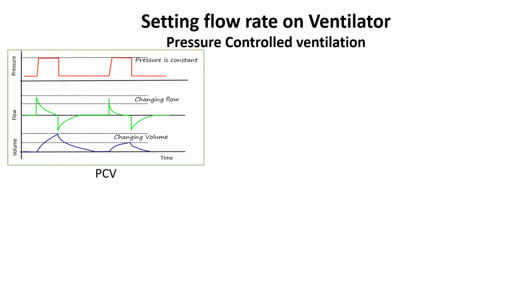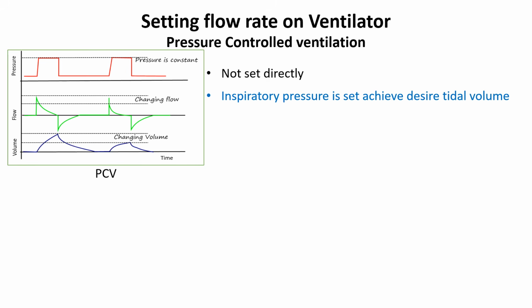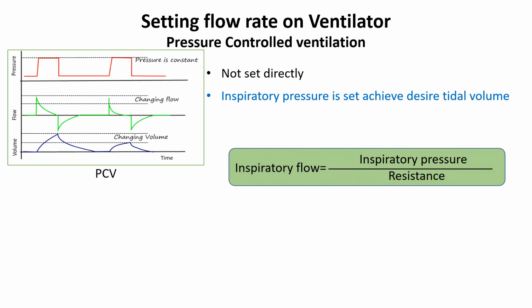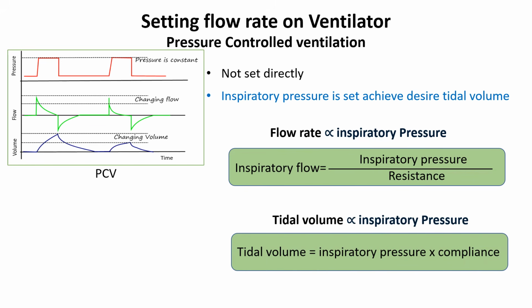In pressure control ventilation, flow is not set directly. Instead, inspiratory pressure is used to set inspiratory flow to achieve the desired tidal volume. The relationship between flow rate and tidal volume is explained by this simple equation. Increasing the inspiratory pressure increases the pressure gradient between the ventilator and the lungs, leading to a higher flow. Conversely, lowering inspiratory pressure reduces the pressure gradient, resulting in lower inspiratory flow. The tidal volume also increases, but depends on lung compliance.